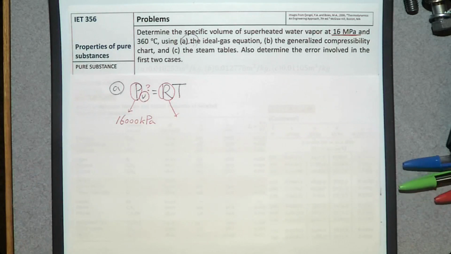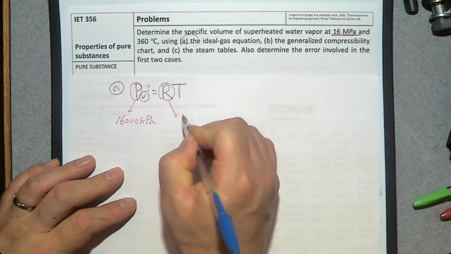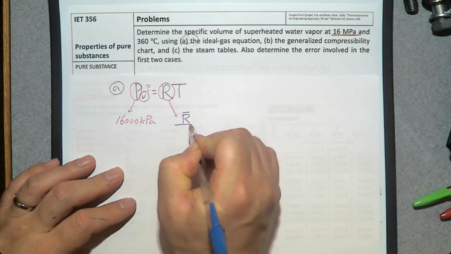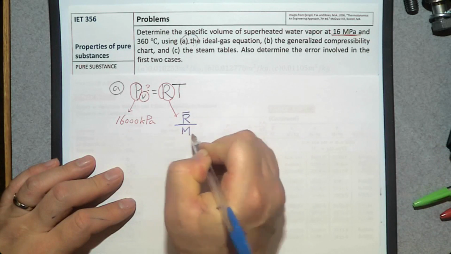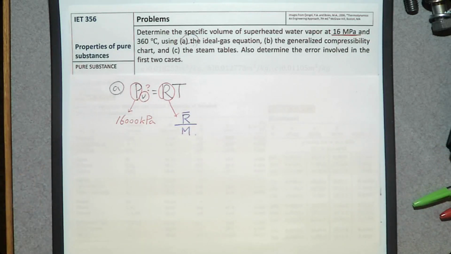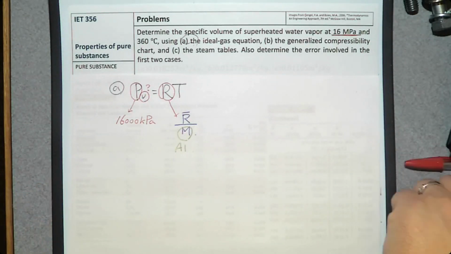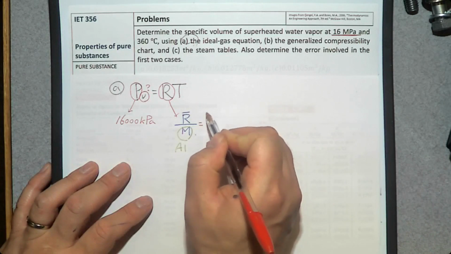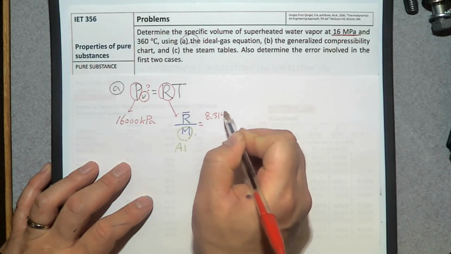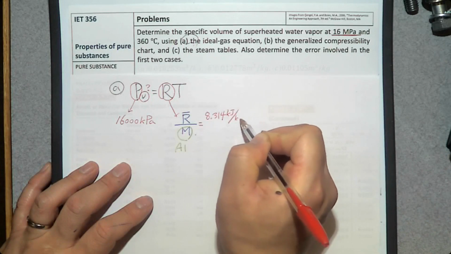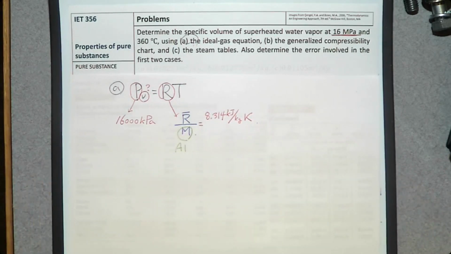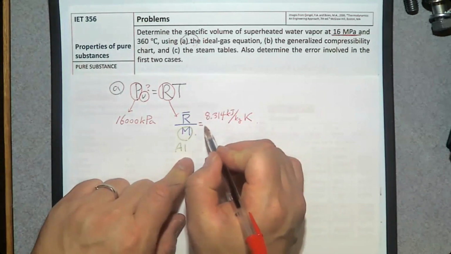The gas constant can be determined by this equation: the universal gas constant R bar divided by the molecular weight, capital M. This capital M is not mass, it is molecular weight. Mass is lowercase, capital is molecular weight. And this molecular weight can be found from table A1. And this universal gas constant is always 8.314 kilojoule per kilomole Kelvin. Then what about this molecular weight? We can find it from table A1.